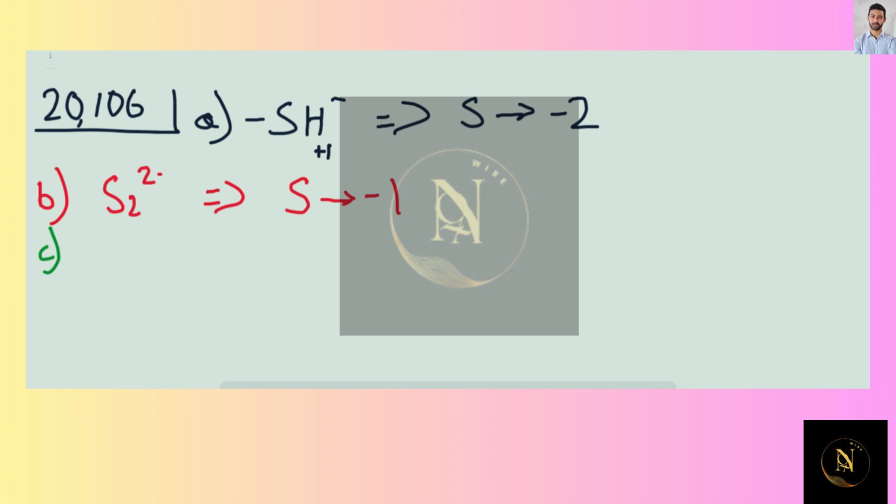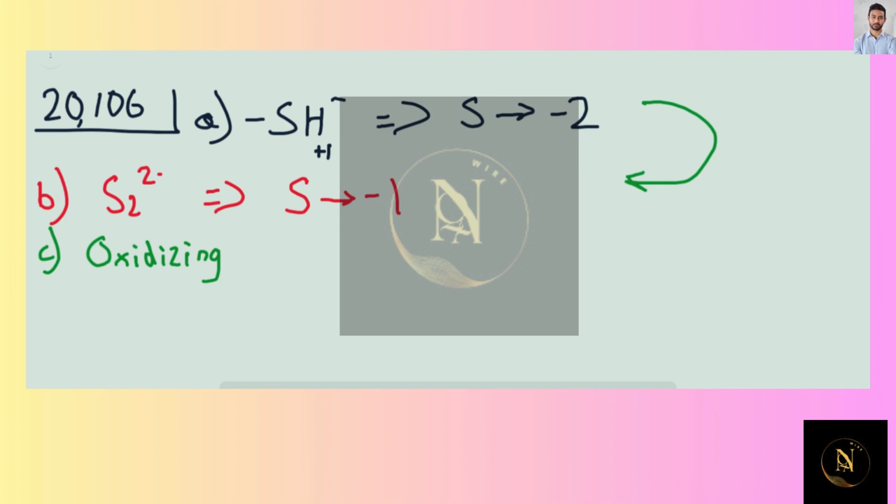Part C says, if you react two thiols to make a disulfide, are you oxidizing or reducing the thiols? So we're going from thiols to disulfide, so we can see that we are losing negative charge, so we are oxidizing the thiol.